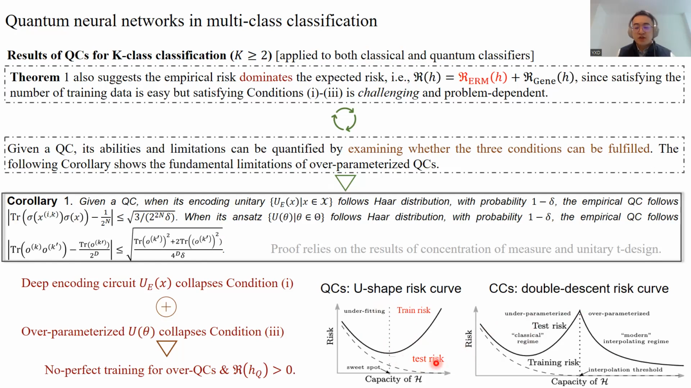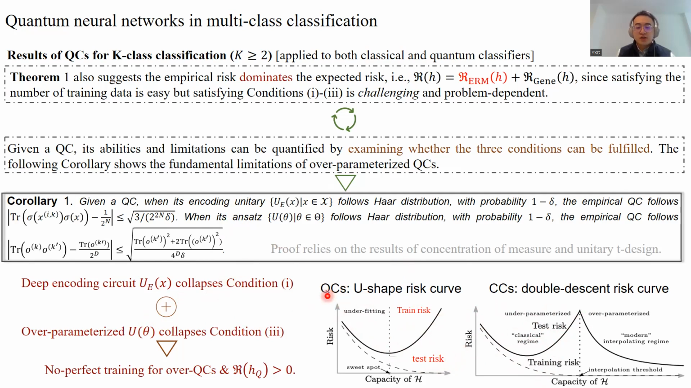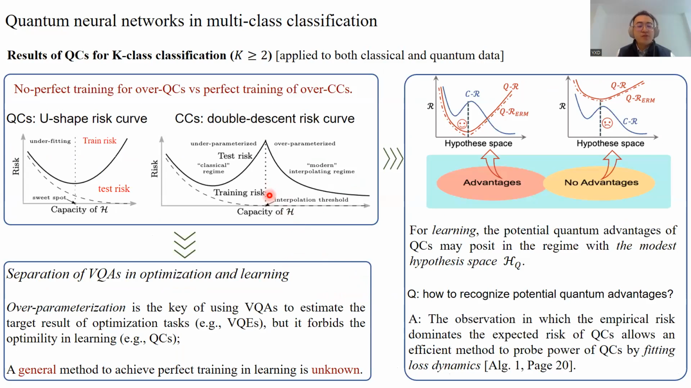And we can see there is a little difference in this U-shaped curve because in classical deep networks, the U-shaped curve is incurred by the test risk, which means that when we increase the capacity of the hypothesis, the generalization error becomes large and the expected risk becomes large. But for quantum classifiers, the U-shaped risk curve is incurred by the training risk, which means that we can't get a perfect training. The training loss is still very large, so the expected risk becomes very large. So the distinct behavior between quantum classifiers and classical classifiers in the view of risk curve gives the following results.